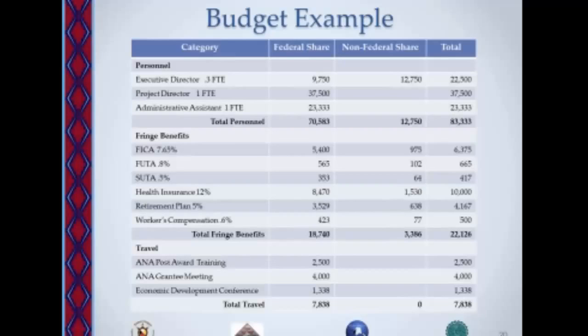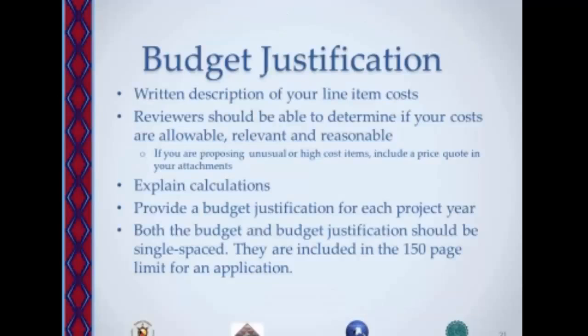So this provides you a lot more information, but the budget justification is going to tell me how I came up with those numbers. It's a written description of your line item cost. Reviewers should be able to determine if your costs are allowable, relevant, and reasonable. Now, allowable would be something like that construction. There is a listing in the funding opportunity announcement of allowable costs. Reviewers will be looking at that.